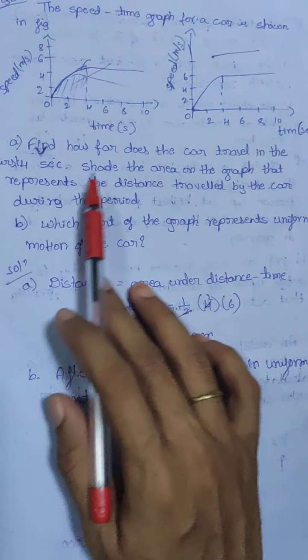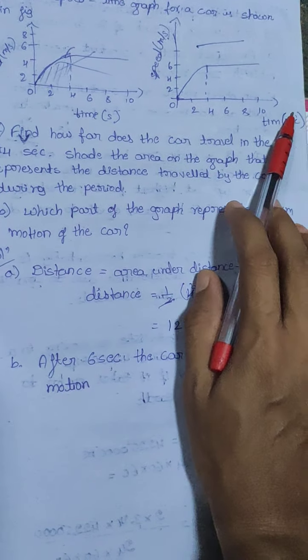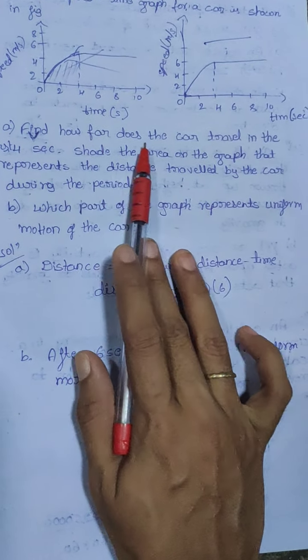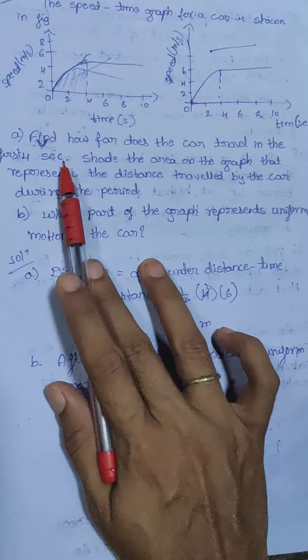So here we have to find by seeing the graph. They have only given the graph. With the help of this graph we have to first find how far the car travels in the first 4 seconds.